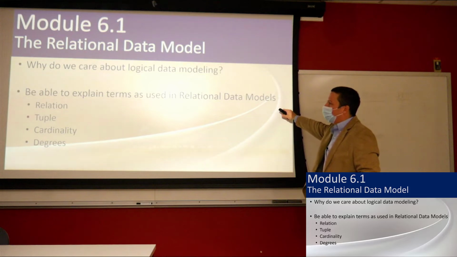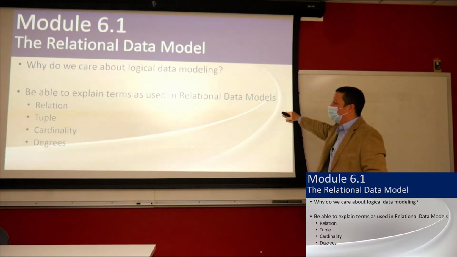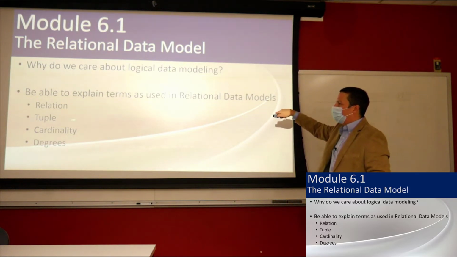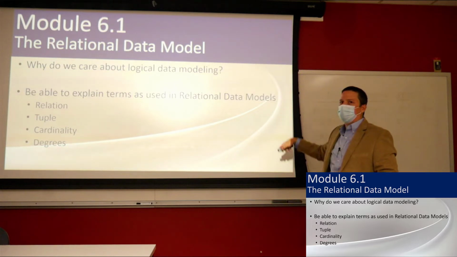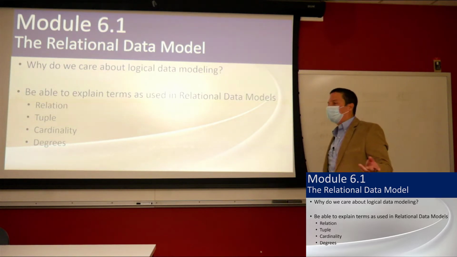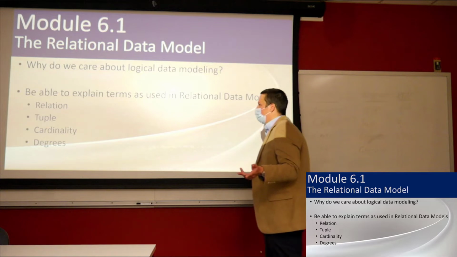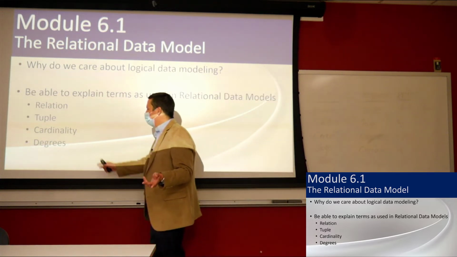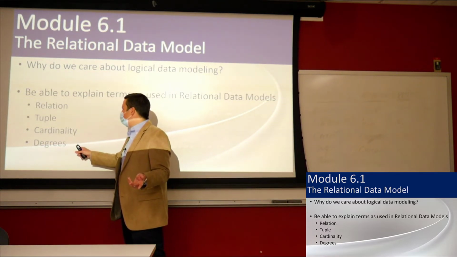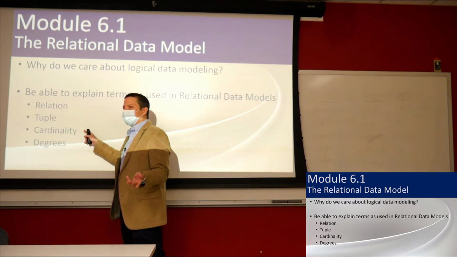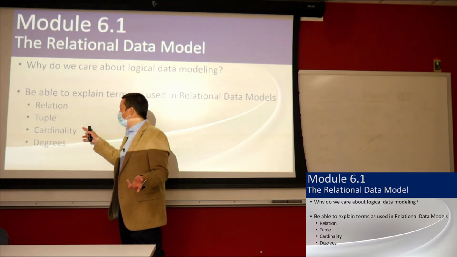and then we're going to learn a little bit about these terms that we use in relational data modeling, like relation, tuple, cardinality, and degrees. And this is weird because we've already talked about a lot of these terms, particularly cardinality and degrees. But this may be a little confusing because we're actually going to introduce some new definitions of these and some new ways of thinking about these.